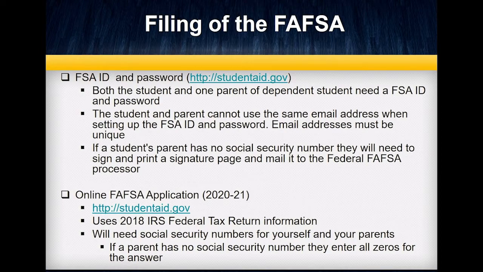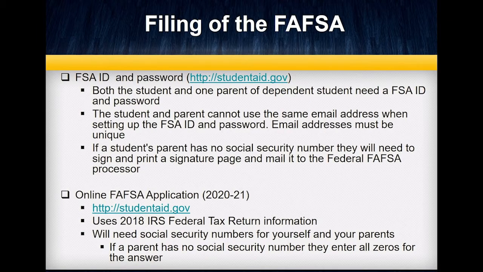The one thing that you will need to complete this FAFSA is 2018 IRS tax information for both yourself and your parent, if you worked in 2018. You'll need Social Security numbers for yourself and your parents. Again, if your parent does not have a Social Security number, they can enter all zeros in the answer that asks for your Social Security number.